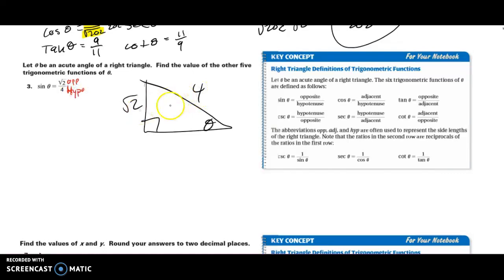Okay, and so I put that in my triangle. This is the opposite of the theta, that's the hypotenuse. So you just pick a theta. It doesn't matter where you pick it, because if you pick it the other way, everything will be backwards. That's it. So it's fine.